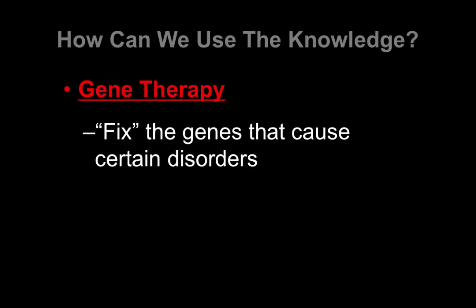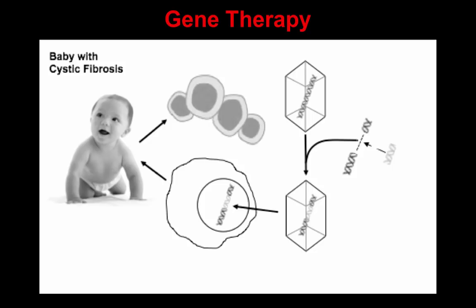And one of the ways that we use this knowledge is what is called gene therapy. And gene therapy is a relatively new thing as far as being used in medicine. And what happens is we're able to actually fix the genes themselves that cause certain disorders. Cystic fibrosis is one that there's a lot of research going into as a way to actually cure cystic fibrosis. So this is basically how it works.